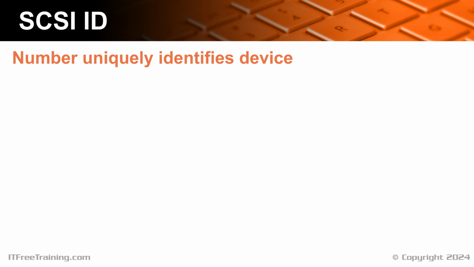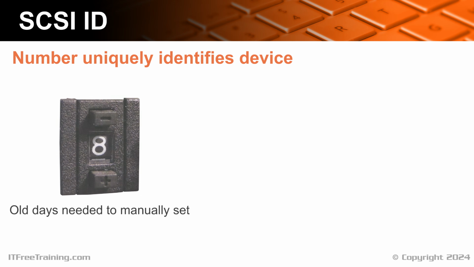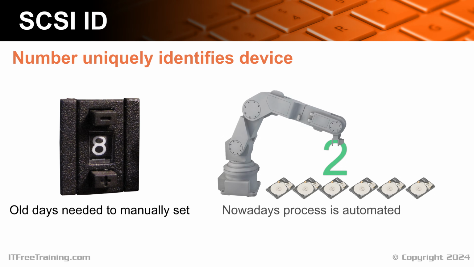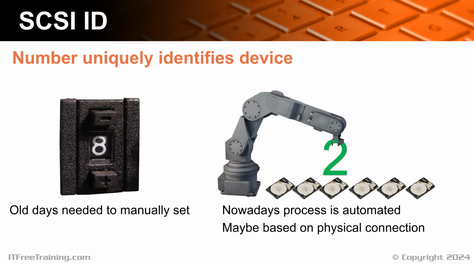The SCSI ID uniquely identifies the device. In the old days, the ID needed to be set manually. The SCSI device would generally have a switch on the back or jumpers to configure the ID. Nowadays, the SCSI ID is generally set automatically. In a lot of cases, the SCSI ID will be set based on the physical connection that is used. In other words, the physical connection that you use will determine what SCSI ID is used. Since the process is automatic, this prevents two devices having the same SCSI ID.